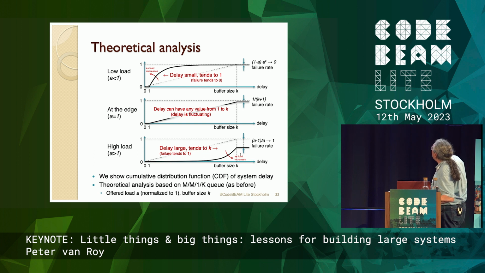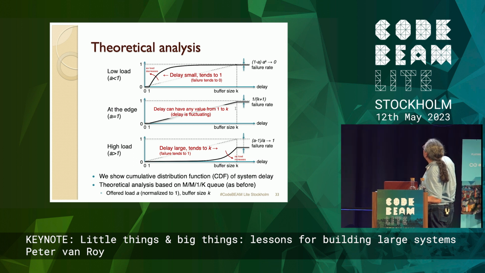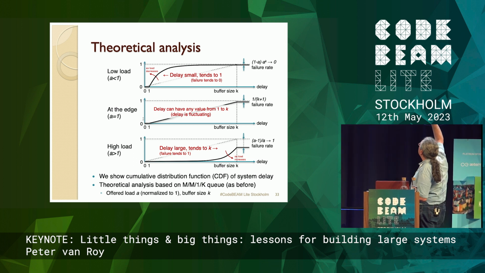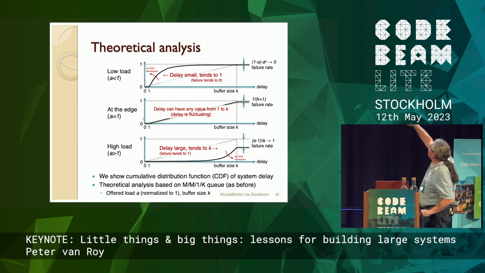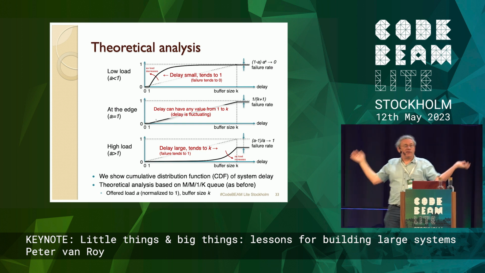But in the middle here, you have this basically linear. Well, it's basically a step function, but assume it's linear here. That means the delay can have any value, and the probability is the same for all of them. But the failure rate is still pretty small, but the delay is wildly fluctuating, okay?